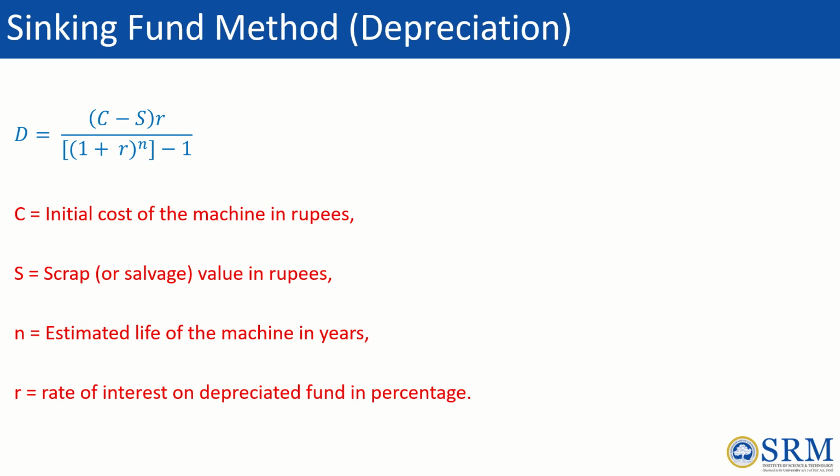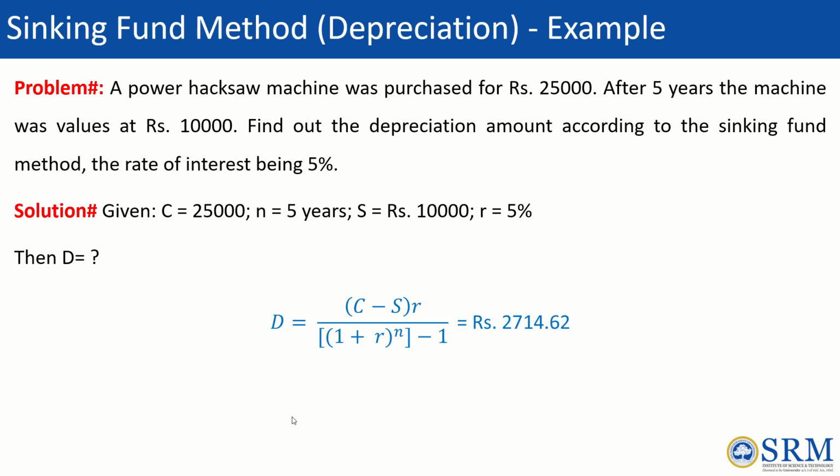Okay, next comes the sinking fund method. This model assumes that the annual depreciation funds are not just sitting idle. Instead, they are invested in an interest bearing fund to grow over time. So the depreciation can be calculated by using the sinking fund depreciation method like D is equal to (C minus S) into R divided by (1 plus R) power N minus 1, where C is the initial cost of the machine and S is the scrap or salvage value in rupees, N is the estimated life of the machine in years, and R is the rate of interest on the depreciated fund in percentage. Okay, so this is the direct substitution.